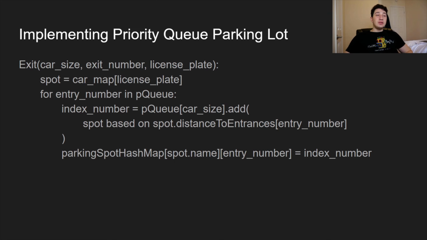So the first thing we do is we know that we have a given license plate number, and as a result, we can quickly go into the car map to find out which spot it was that that car was occupying. Then we can go through all of the priority queues for each entrance and figure out the index number. We're basically going to add this spot back into all of the priority queues, figure out the index in the array of the priority queue that they were added to, and put that back in our hash map in the event that we have to remove this spot from all the priority queues later.